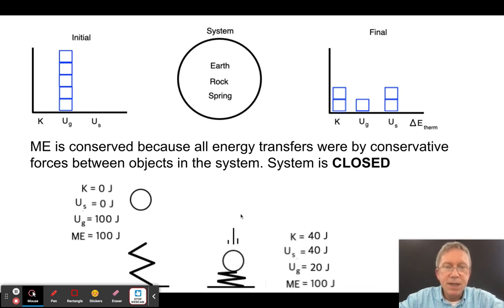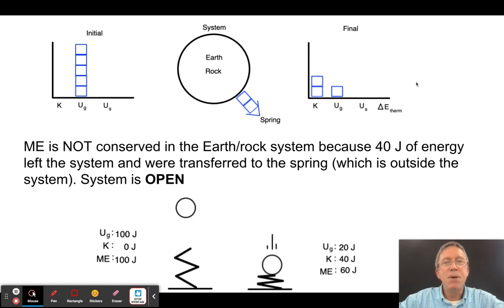Now what happens is this has fallen so much that it has 40 joules worth of kinetic, 40 joules worth of spring potential, and 20 joules worth of gravitational. So I have 20, 40, 20, 40, 20, and no thermal energy was produced because there were only conservative forces. So the mechanical energy I started with is equal to the mechanical energy I ended with. It's a closed system.